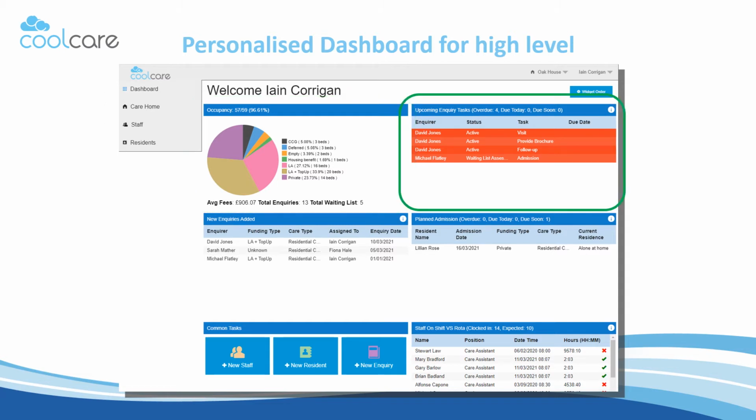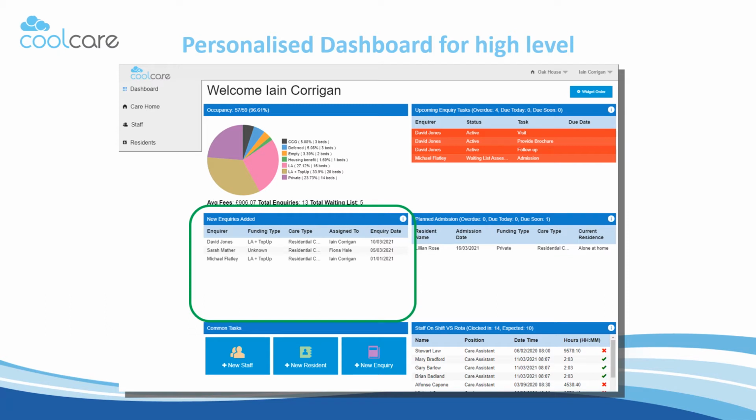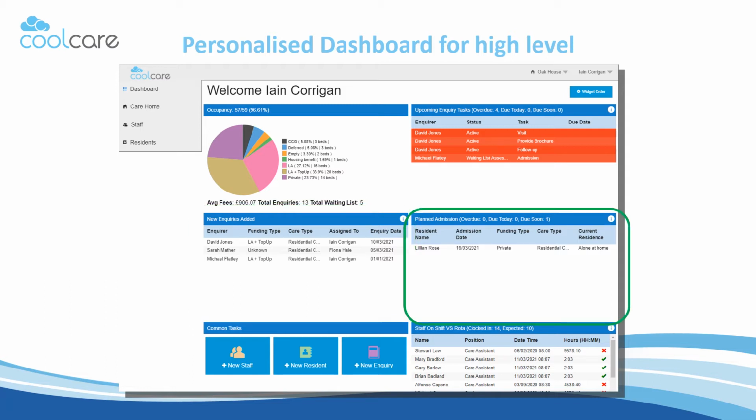This specific user has a number of upcoming inquiry tasks that they need to deal with. They are red, and that indicates that they're overdue. We have a breakdown of the new inquiries that have been brought in over the most recent period that need to be dealt with by somebody in the home. These can be allocated out to this user or other users. And then we have planned admissions that are overdue or coming up in the near future or a little bit further down the line. And depending on where they are in the timeline, they will change color.